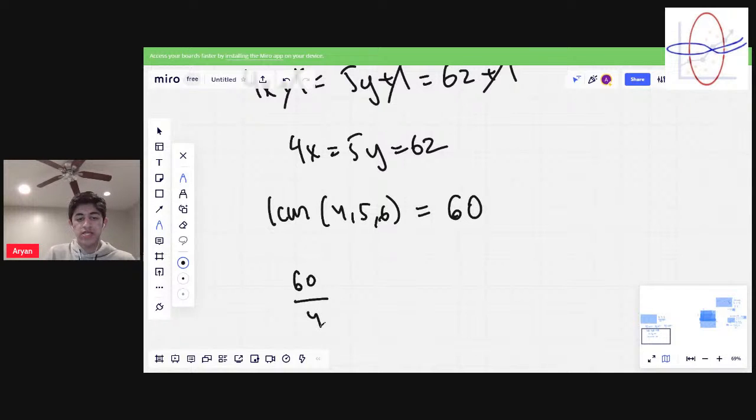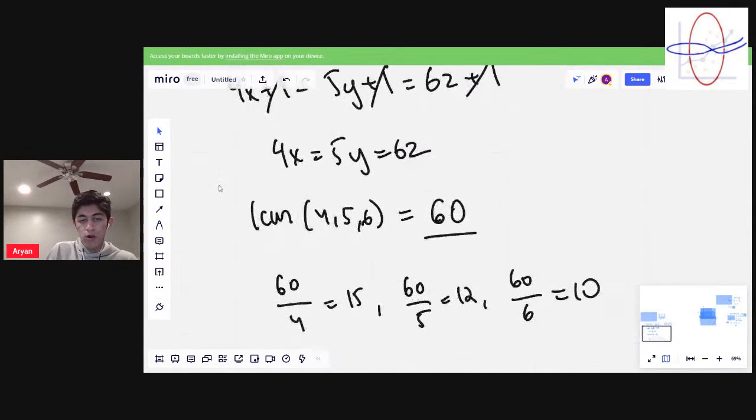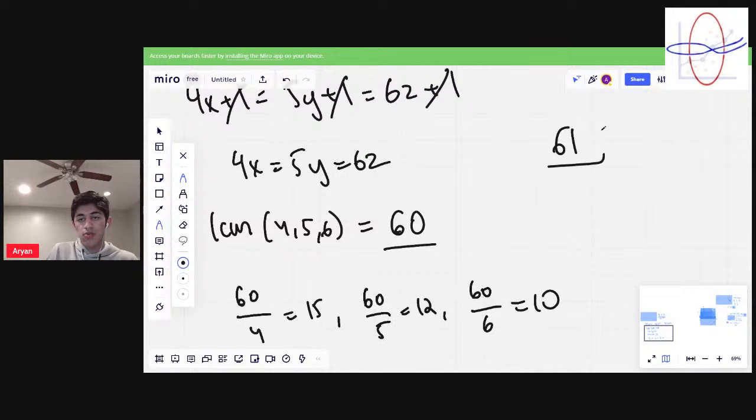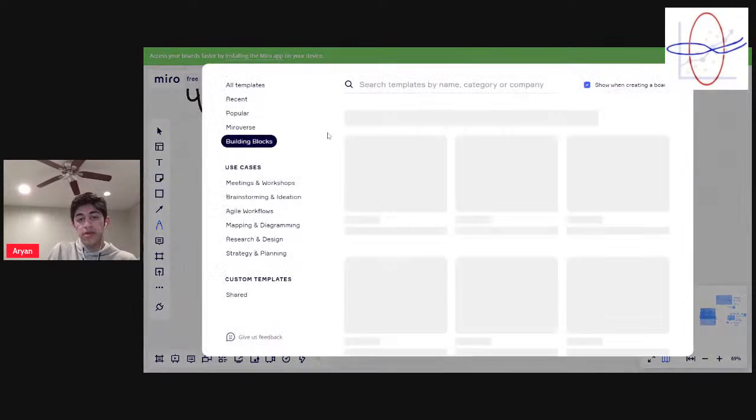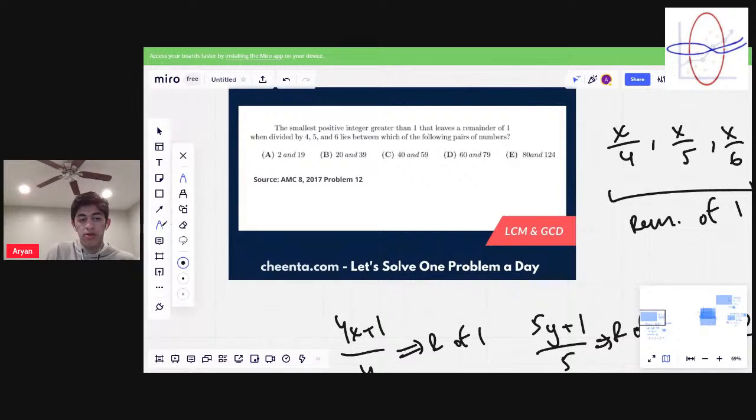And we could check that because 60 divided by 4 is 15, 60 over 5 is 12, 60 over 6 is 10. All of these are whole numbers, so 60 is the LCM of 4, 5, and 6. And as we said, if I just add 1 to 60, I get 61, and this number leaves a remainder of 1 when divided by 4, 5, and 6. If I read through these, 61 falls in this interval, between 60 and 79, so that means our answer is D. And that concludes the question for today.